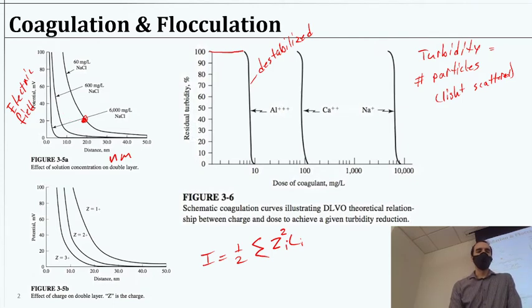So if that was our condition, that you had to drop below some field strength like that, then what you can see is if you add more salt, then the distance at which that stabilizing force acts shrinks, right? So you can get it down to a little bit below 10 nanometers with 600 milligrams per liter. And then you can get it down to maybe like 3 or 4 nanometers with 6,000 milligrams per liter.